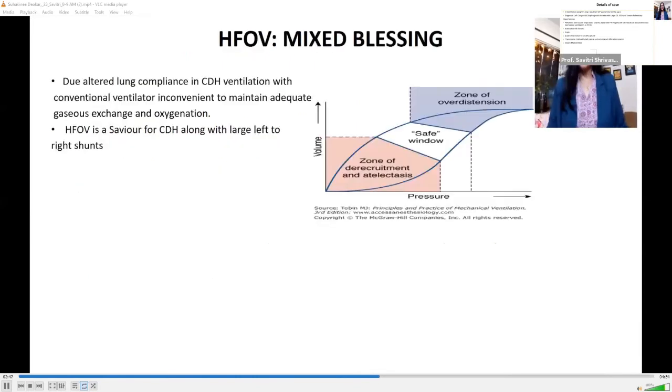High-frequency oscillatory ventilation is a mixed blessing. In this scenario, especially in patients with congenital diaphragmatic hernia, because of impaired lung compliance, ventilation with a conventional ventilator may not be sufficient to maintain adequate gaseous exchange and oxygenation, and hence HFOV is a savior.